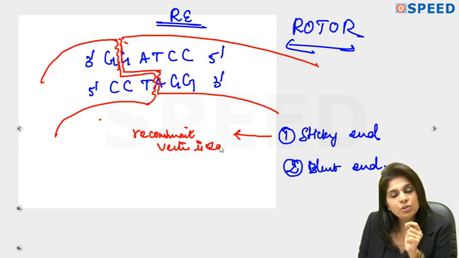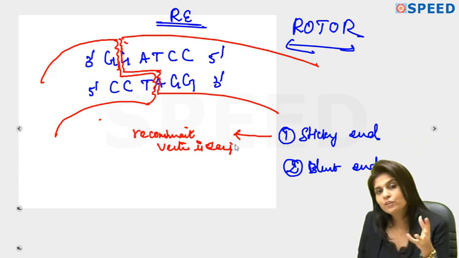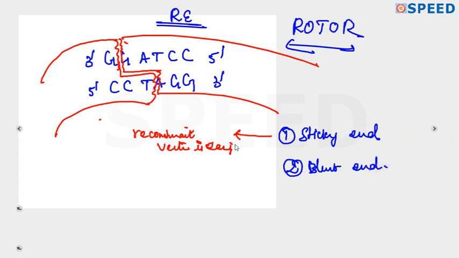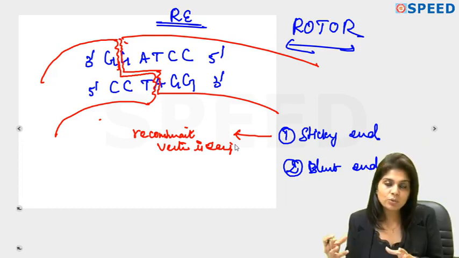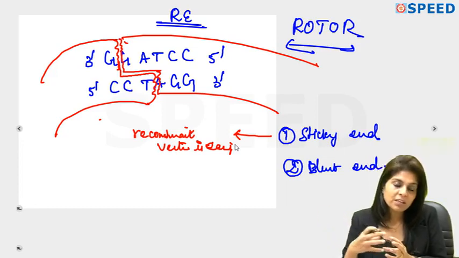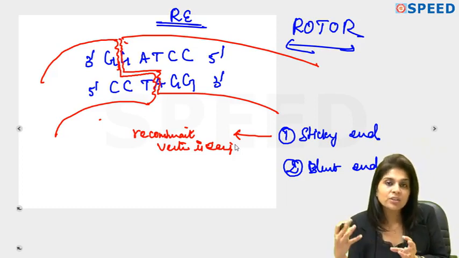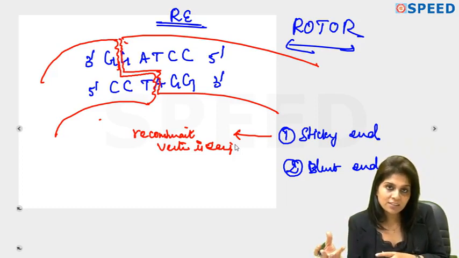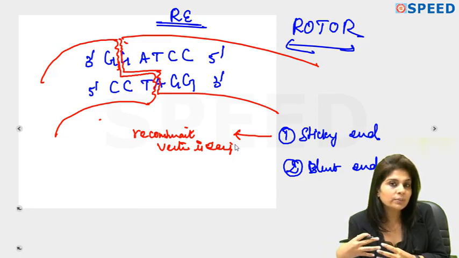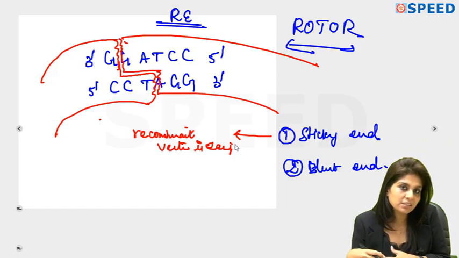Otherwise, do you understand that forming recombinant vector is difficult? Because you are linking two unrelated genomes. One is a prokaryotic vector, the other one is a eukaryotic gene fragment. So, formation of recombinant vector is not that easy. If you use a sticky end producing restriction endonuclease, formation of recombinant vector is easier because the edges are hanging and they have complementary bases.